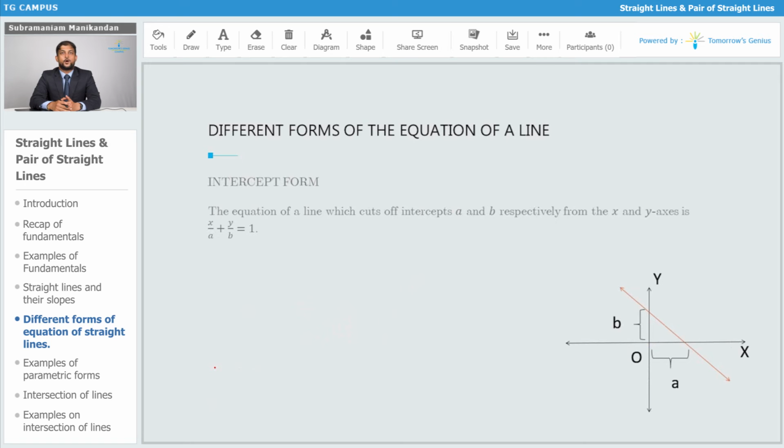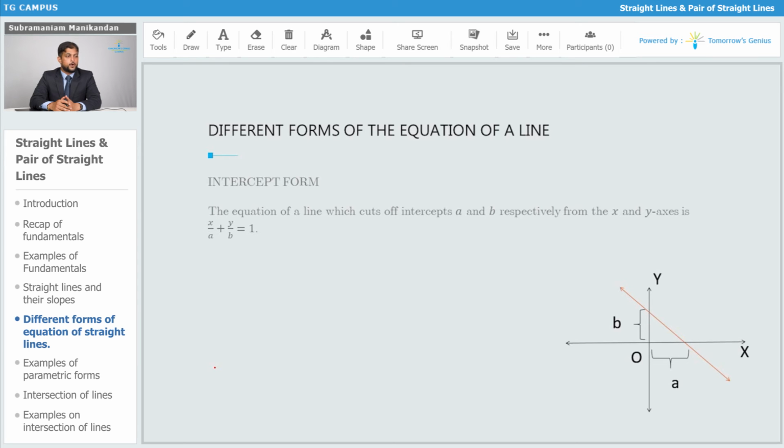The next form of the equation of a straight line is called the intercept form or the double intercept form in some textbooks. Equation of a line which cuts off intercepts a and b respectively from x and y axis respectively is given by x upon a plus y upon b is equal to 1. What is a and b here? a is the x-intercept, distance from the origin where the line cuts the x-axis. b is the y-intercept, distance from the origin where the line cuts the y-axis.